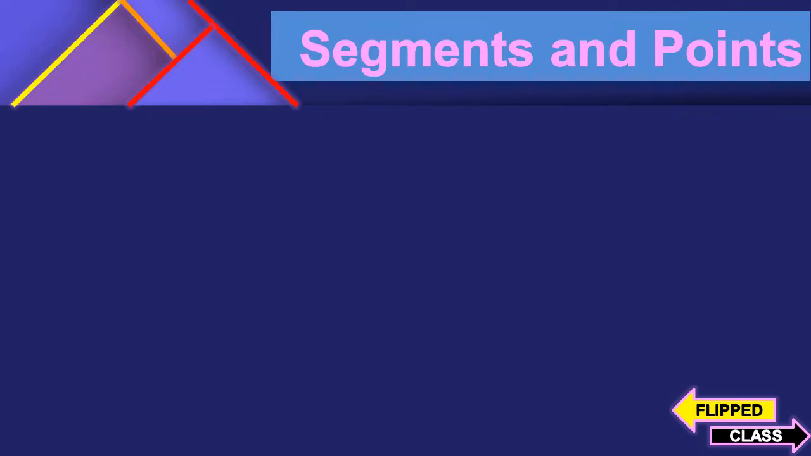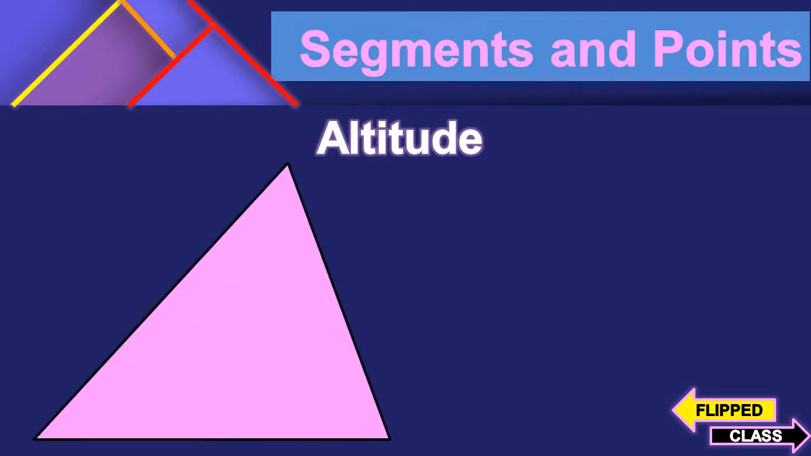Aside from the types of triangles, there are also special segments and points in a triangle. Let us start with an altitude. In this given triangle here, our altitude is this line segment drawn. In 20 seconds, please define what an altitude is. Go.